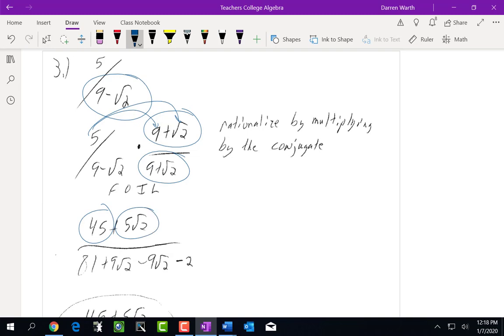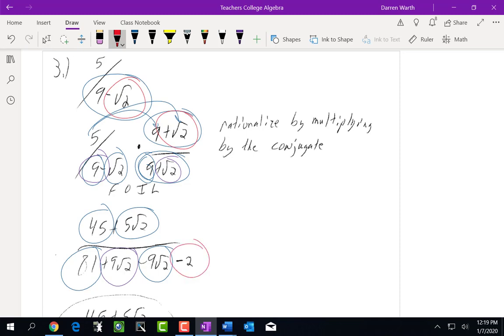Now my denominator, I'm going to have to FOIL this out. So first, outside, inside, last. So I do my first. 9 times 9 is going to be 81. My outsides, I'm going to multiply 9 and the square root of 2, so I get positive 9 square root of 2. Insides, I'm going to go ahead and multiply the square root of 2 and 9, I get negative 9 square root of 2. And then for my last, I've got negative square root of 2 times positive square root of 2, that's going to be minus 2.